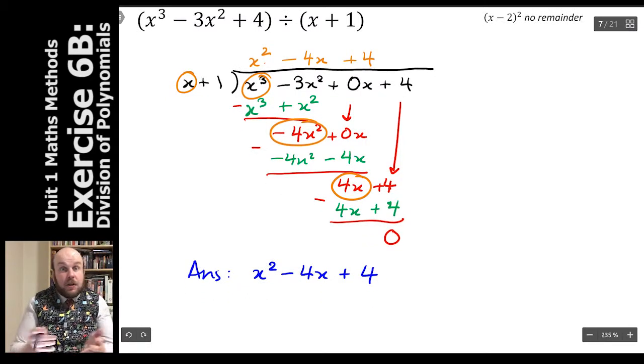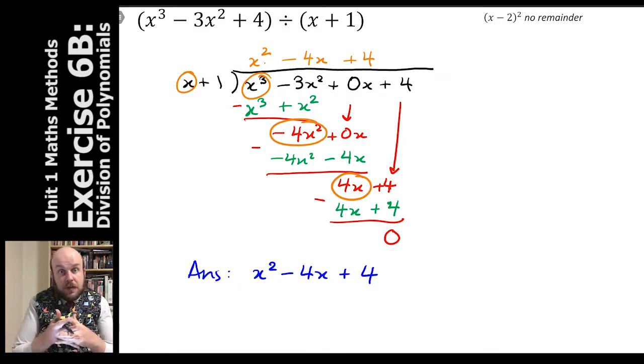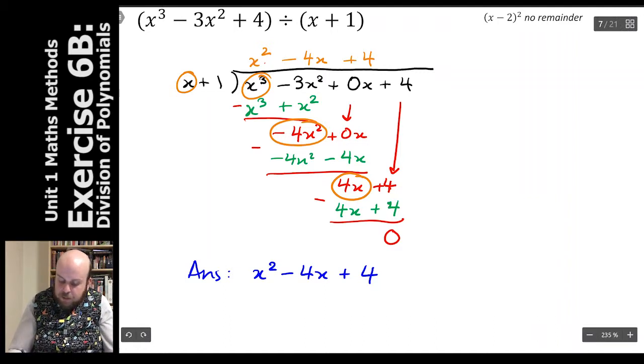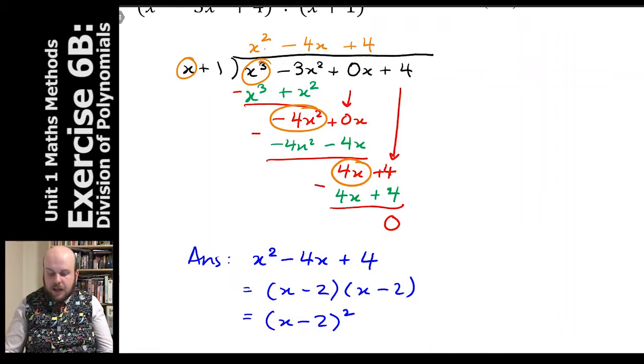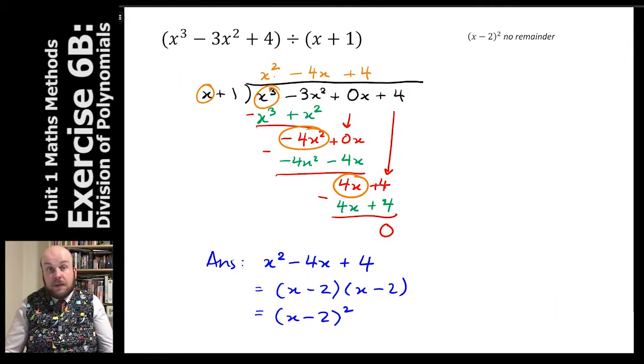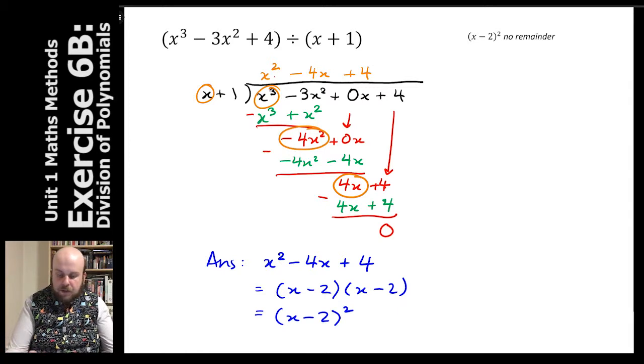Of course, we like to have a gold standard answer. If we can factorize, we will like to. Two numbers that multiply together to get 4, but add together to get negative 4. Well, that will be minus 2 and minus 2, which will be equal to x minus 2 squared. This is the precursor for being able to factorize for any sort of graph that you would like.